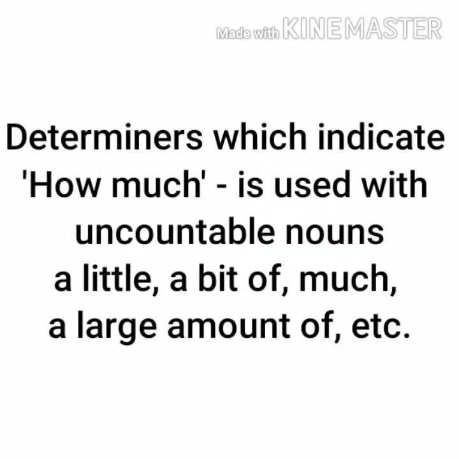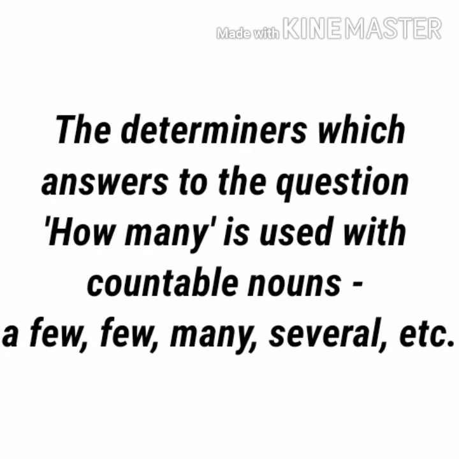Now there are several other common determiners. Now let's get into the usages of those determiners. The determiners that answer the question how much are used only with uncountable nouns. Examples for such determiners are a little, a bit of, much, a large amount of, etc. The determiners which answer the question how many are used only with countable nouns. Those determiners are a few, many, several, etc.